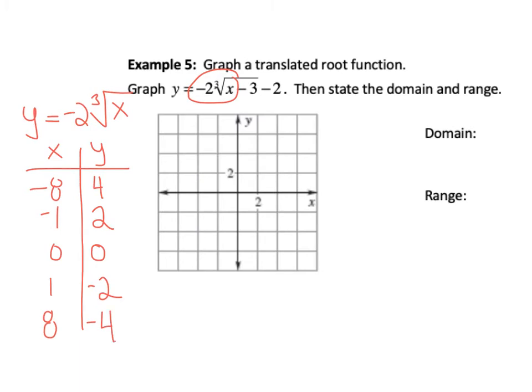Notice my scale is by 2 this time around. So to plot the point (-8, 4), I go over -2, 4, 6, 8, and then up 4. And then for -1, up 2, that'll be half a tick mark over. (0, 0), over 1, down 2, and then 2, 4, 6, 8, down 4. So I get this graph that's definitely reflected and more stretched out than our normal cube root.